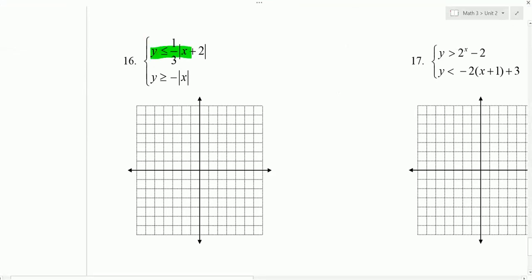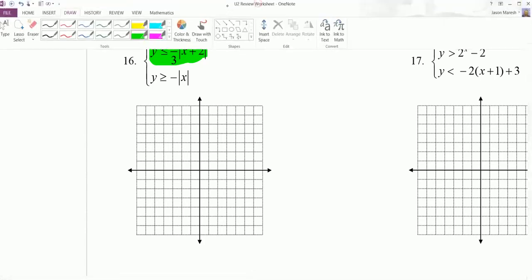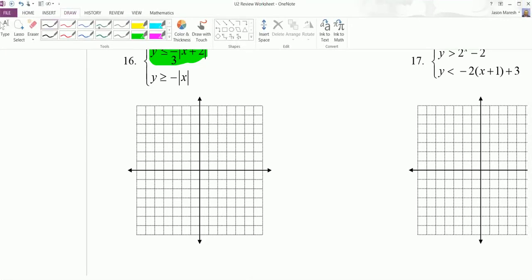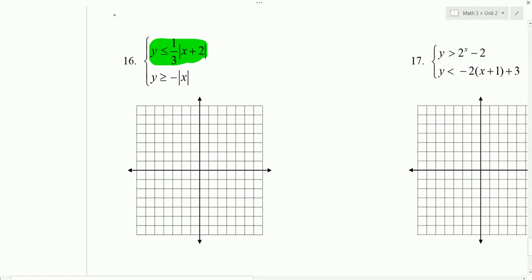Start with the top. Here it's less than or equal. So when we graph this, remember its absolute value gives us a V shape. We're going to use a solid graph here. So I'm going to graph y equals 1/3, absolute value of x plus 2.